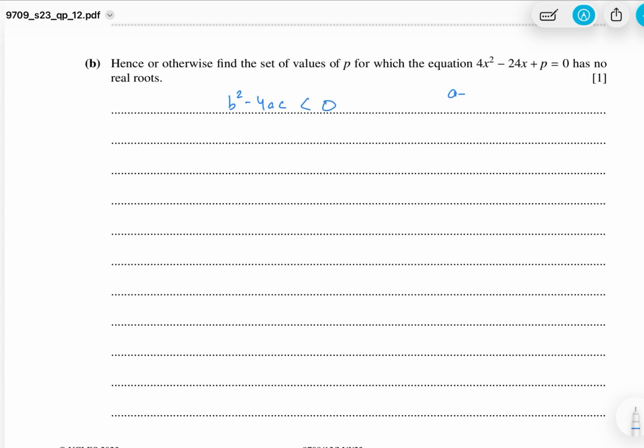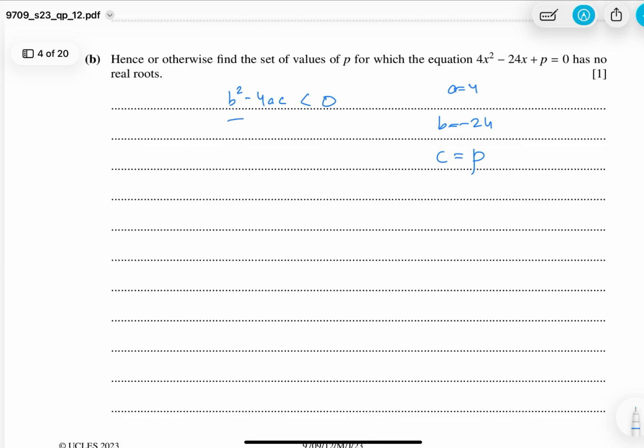Compare the values. The a value is 4, b's value is −24, and the value of c is p. Yes or no? So this would give us (−24)² − 4 × 4 × p is less than 0. Very good. We will have −16p is less than −576.